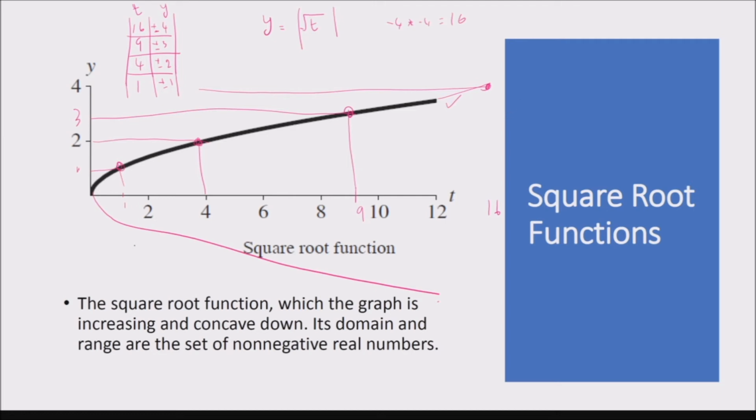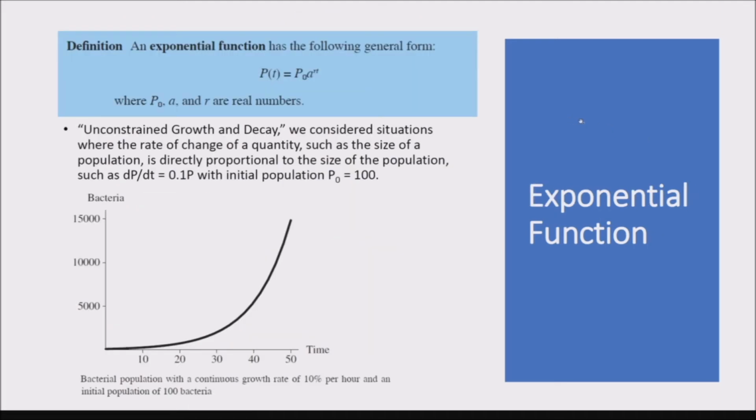So let's look at another type, which we're looking at next, the exponential growth. That is pretty interesting. It's getting higher and higher like this. So this is actually something which is related to population growth, right? Yeah, unconstrained growth and decay. We talk about this equation right here. That is something we talk about in that chapter.